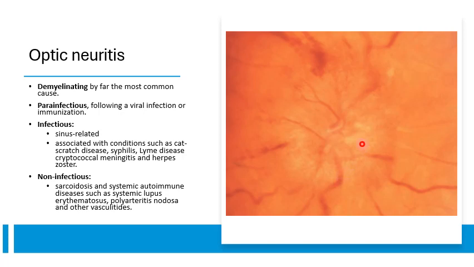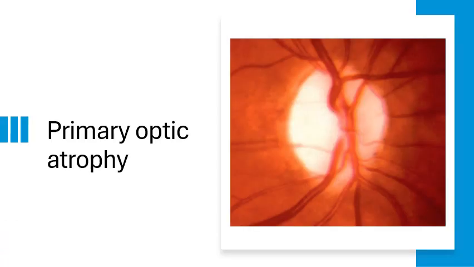This condition is characterized again by hyperemic edema. However, the vision is affected. There is what we call a relative afferent pupillary defect, and it's unilateral. This helps us to differentiate it from the papilledema.